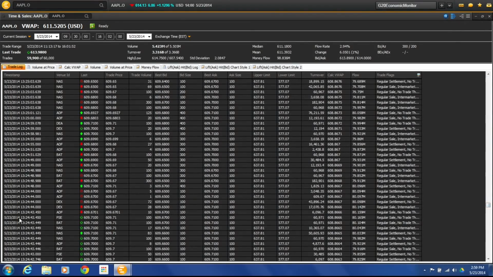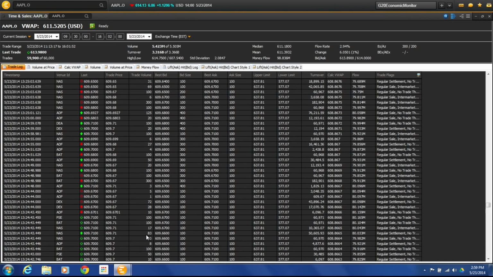If I were to go back earlier in the day, I could see that at this time on this particular exchange, Apple was trading at 609.71. So the trade price at that time was 609.71. This gives me an actual time stamp to be able to go back and spot check my trades to see if they cleared at the right price at the right time.